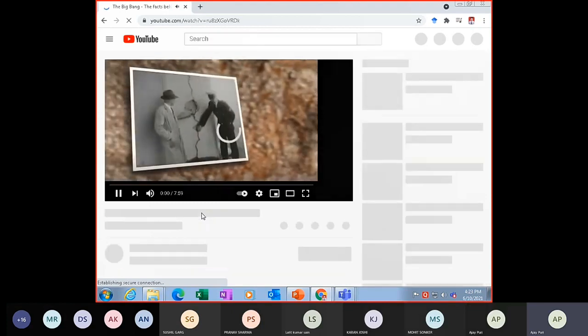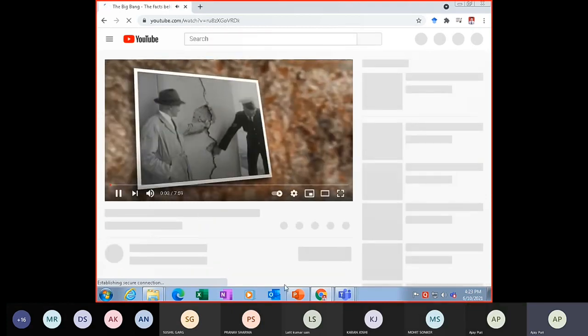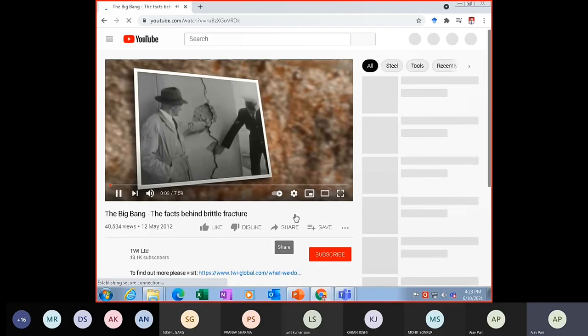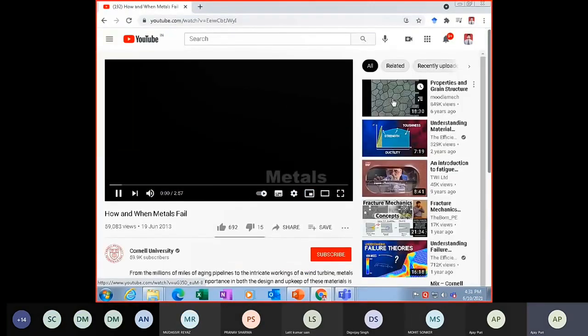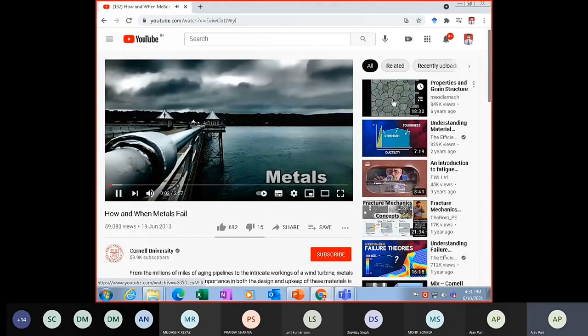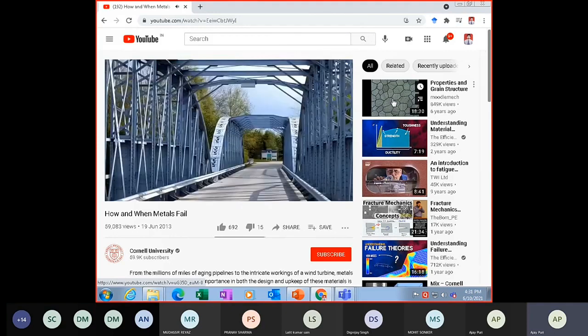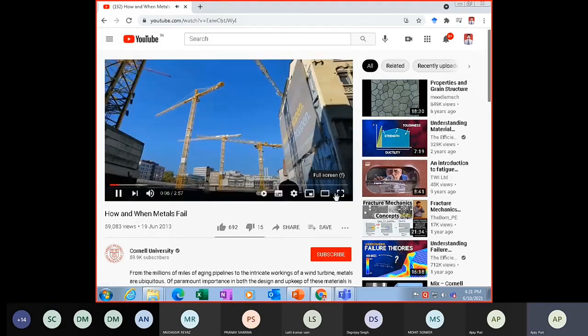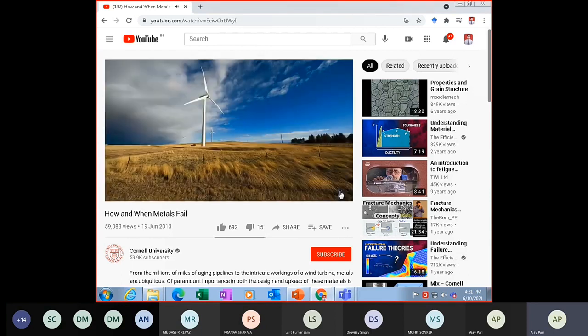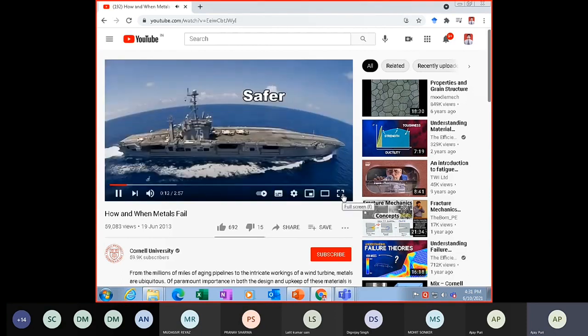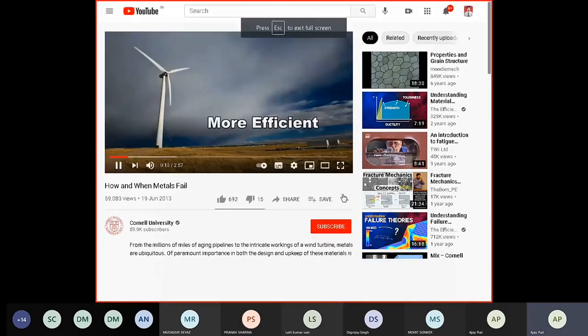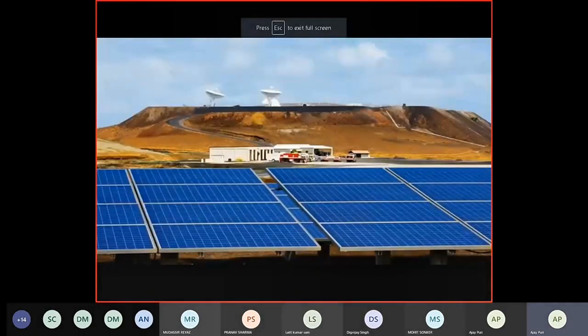Metals. They're all around us. If we knew more about the way metals broke, then the structures of the future could be safer, more efficient, and even less expensive.